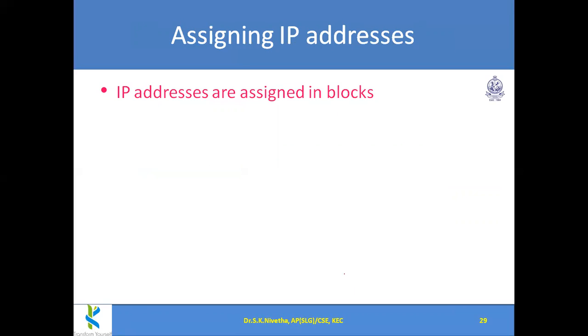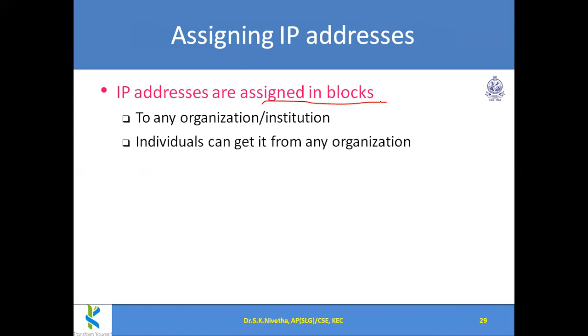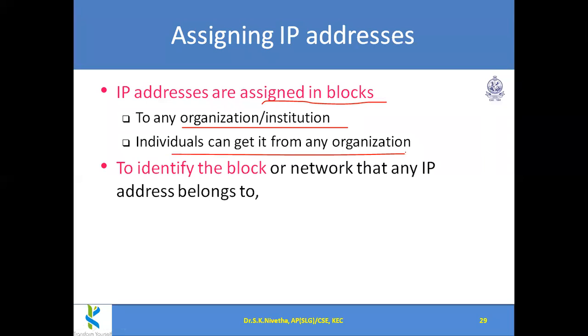How do we assign IP addresses? IP addresses are assigned as blocks. A block of IP addresses is assigned to somebody, and from them the individual users can get one or two IP addresses. Generally, it is assigned to any organization or institution, and individuals can get it from them.